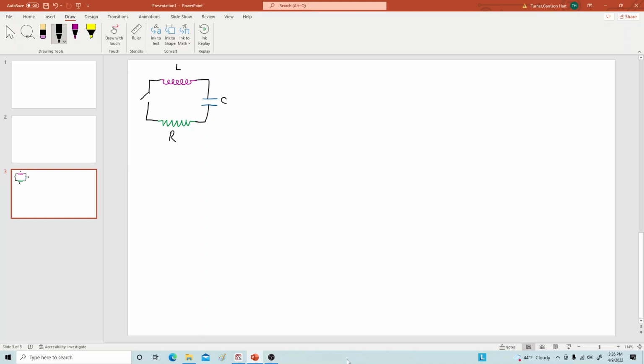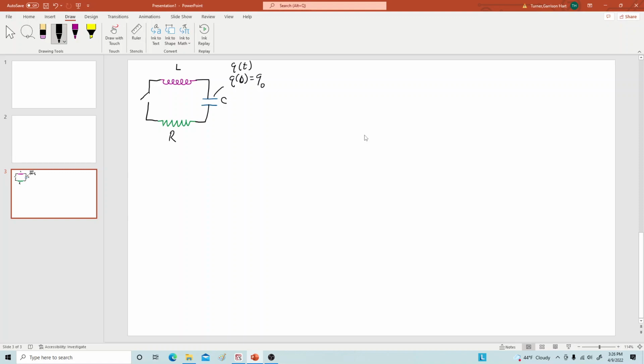Consider the LRC circuit that's shown, and we're going to assume that the capacitor is initially charged to an initial amount Q naught. Okay, so Q is going to be a function of t, and at t = 0 the plates are charged to the initial amount Q naught.